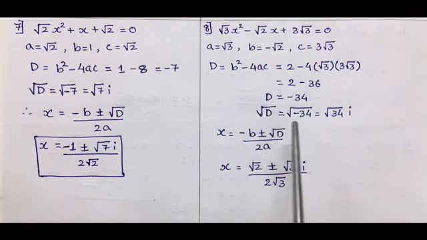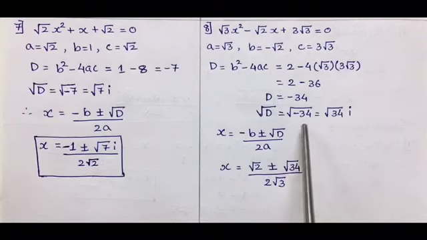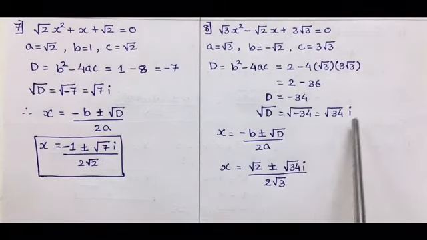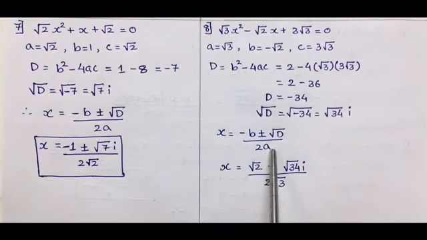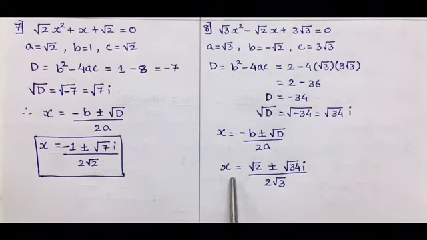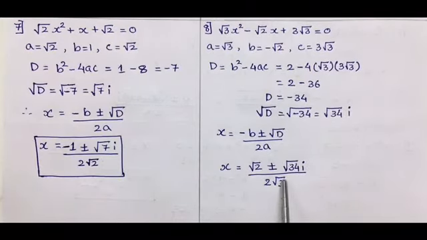So root d becomes root of minus 34. Removing the negative, it becomes root 34i. Now putting in this formula all the values, we get the final answer as x is equal to root 2 plus or minus root 34i upon 2 root 3. You can still reduce this value, but if you are keeping it as it is, it will do.